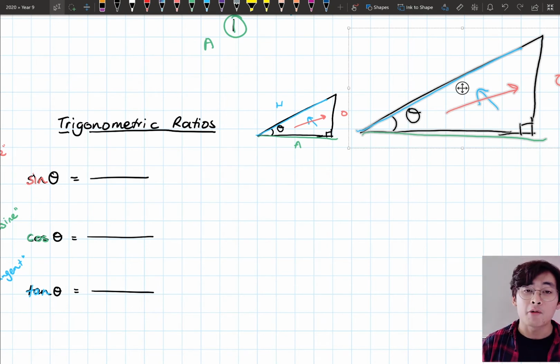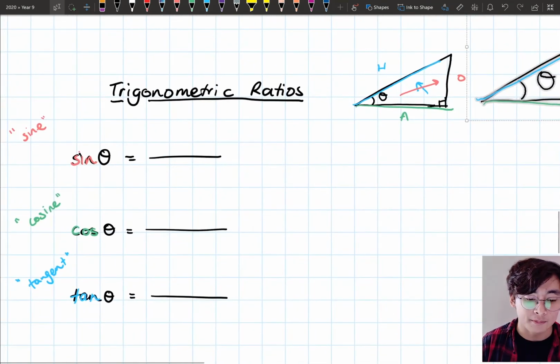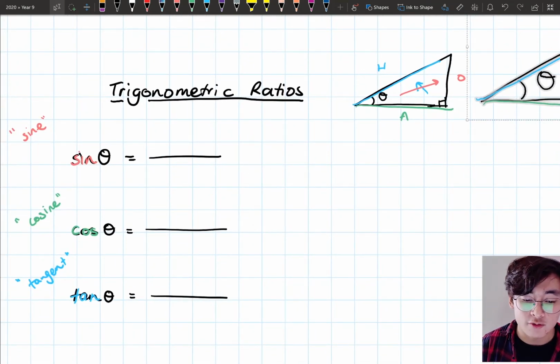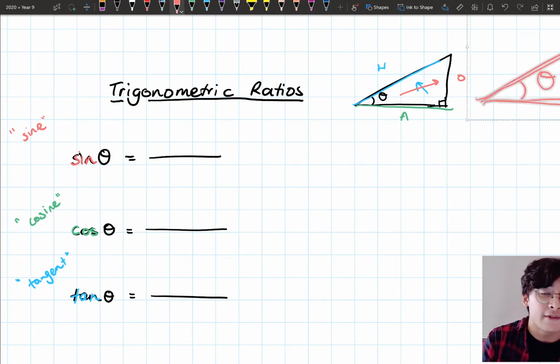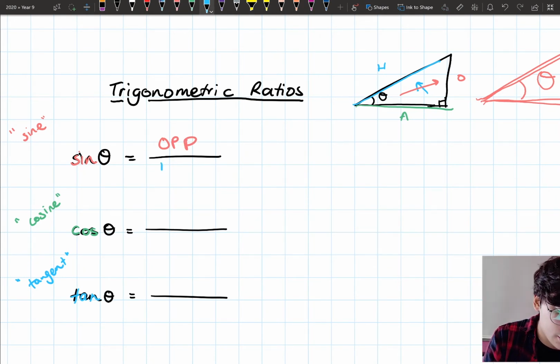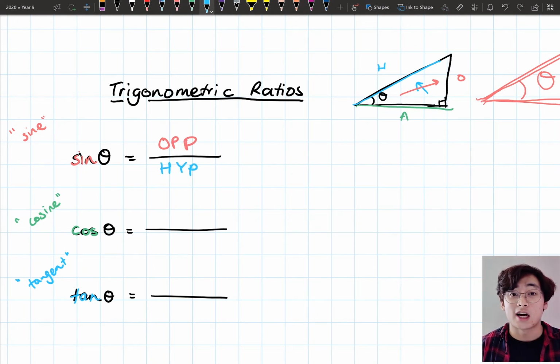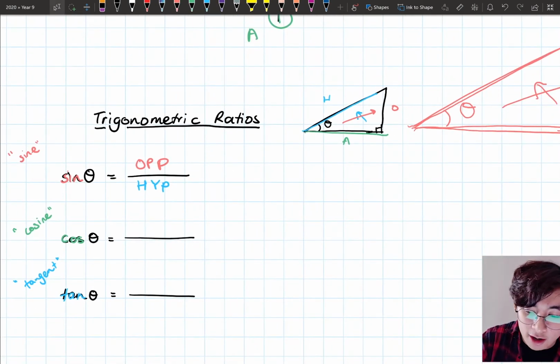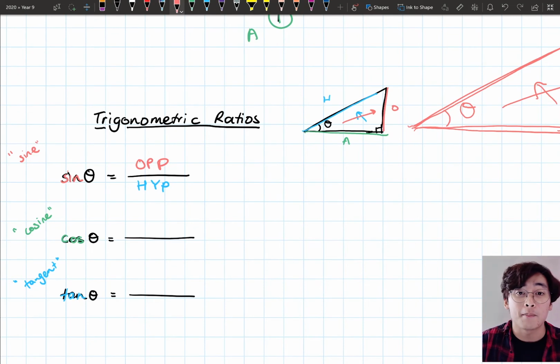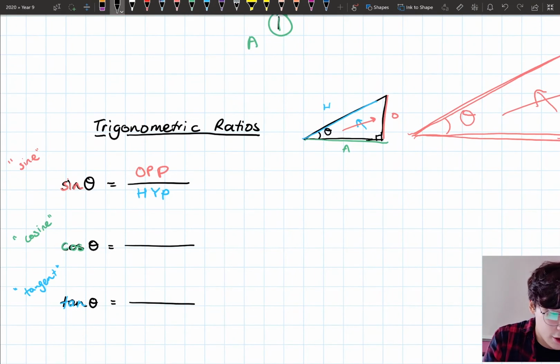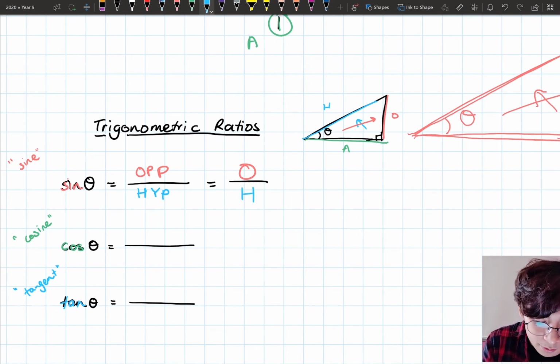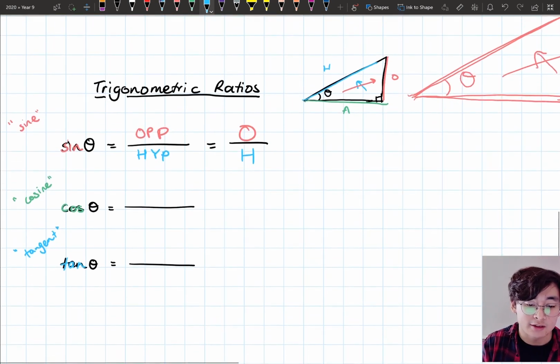Now, how I write them is I usually write these trig ratios as a fraction. So let's have a look here. Sine is my first trig ratio. What sine is, basically, is if I divide my opposite side by the hypotenuse. So here, if I take the opposite side of my right angle triangle and divide it by the hypotenuse, the blue side, that will give me sine. And so we shorthand it to just O over H. Okay, so that's what sine theta is.